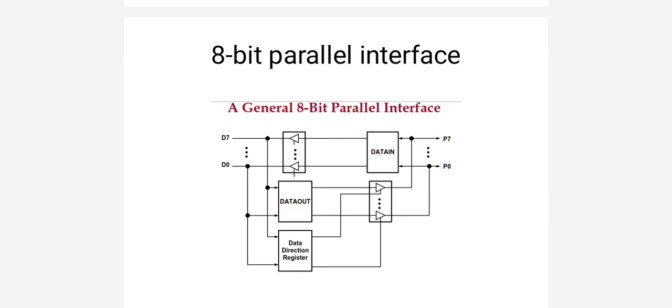Clear? So, this is an 8-bit parallel interface. Main two registers, data in and data out, for input operation and for output operation. Instead of that, the other register is data direction register. If the DDR value is equal to 1, some data lines will act as output line, otherwise it will act as an input line. Clear?